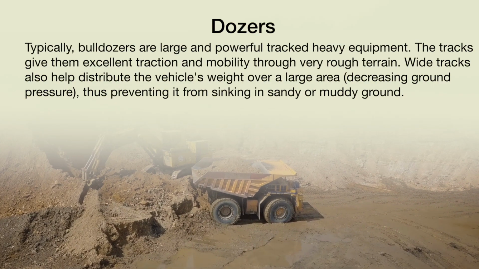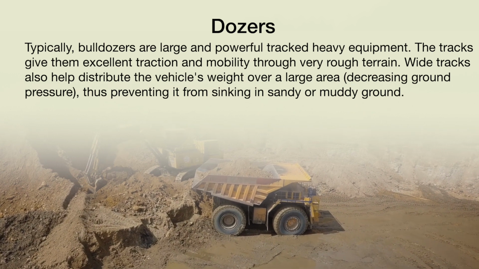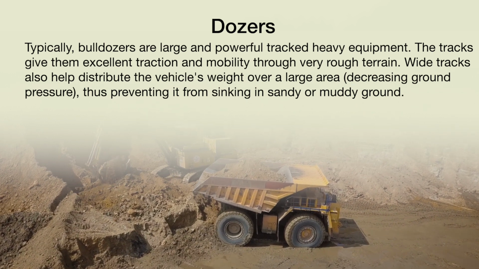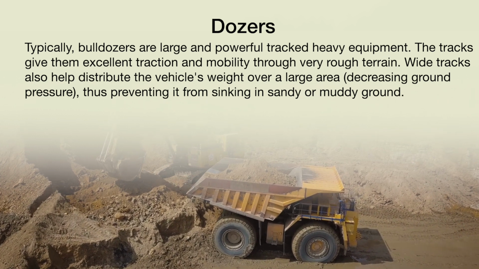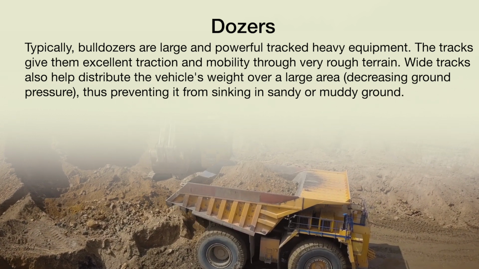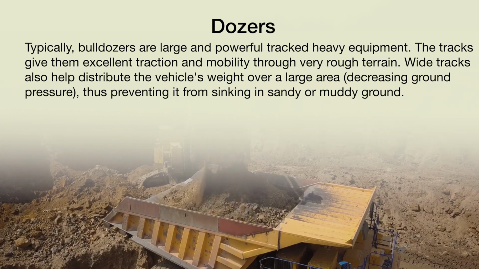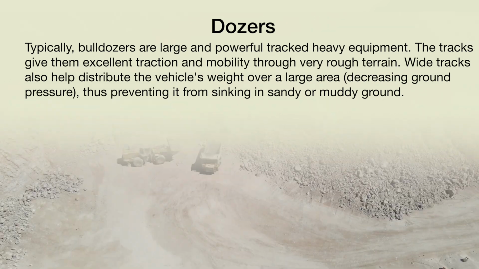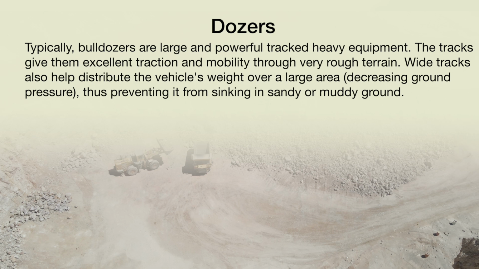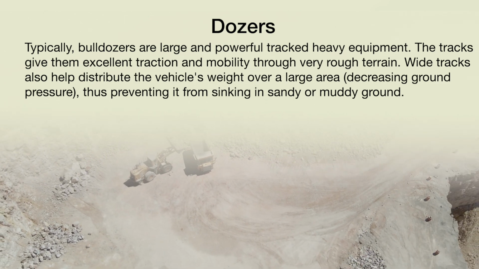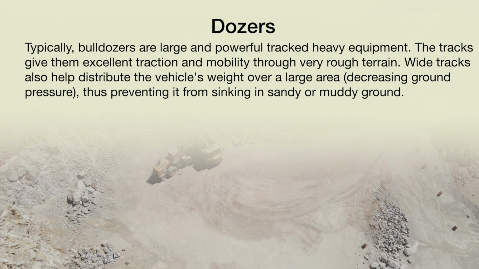Typically, bulldozers are large and powerful tracked heavy equipment. The tracks give them excellent traction and mobility through very rough terrains. Wide tracks also help distribute the vehicle's weight over a large area, decreasing ground pressure, thus preventing it from sinking in sandy or muddy ground. Extra wide tracks are known as swamp tracks or low ground pressure tracks.